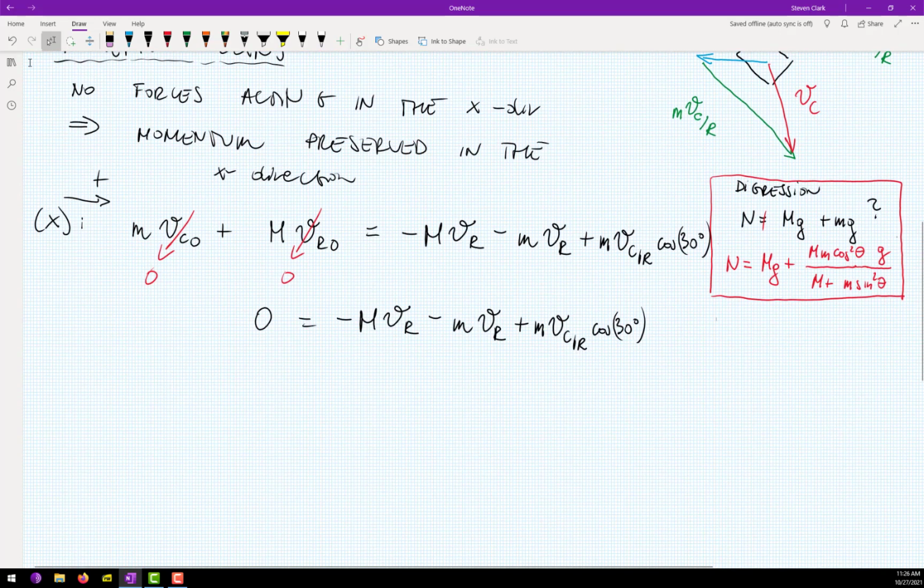Okay, so how many equations do we have? We have one equation and two unknowns, because this is unknown and this is unknown. Dang, not good. Not solvable, yeah.